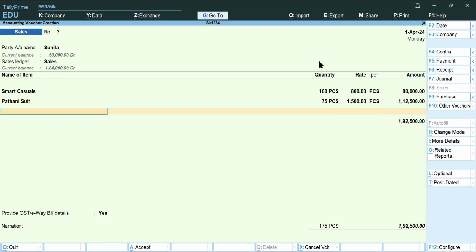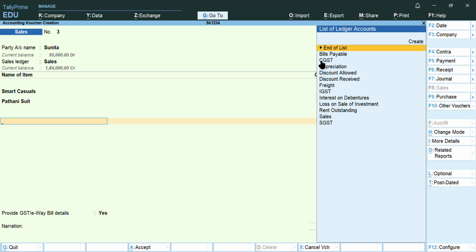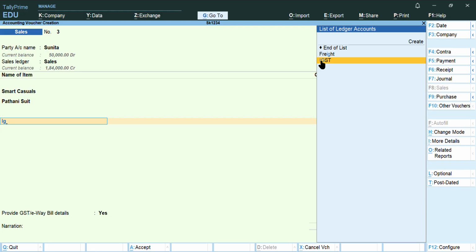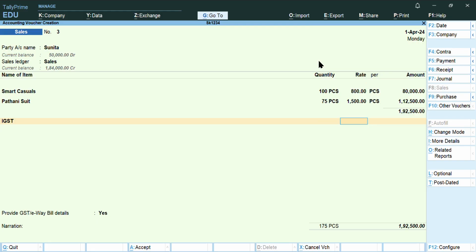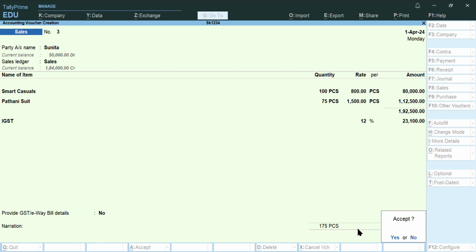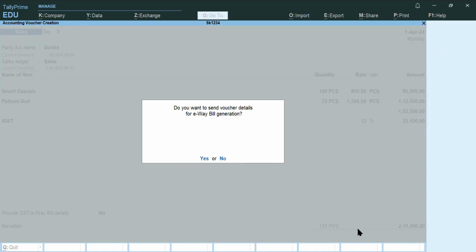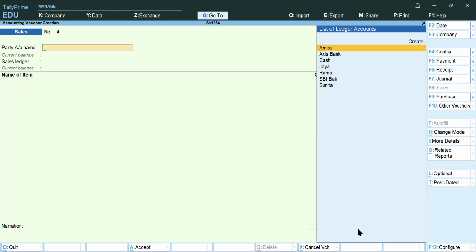Okay, now no other information, so we come to the end of the list. Now we'll be adding the tax IGST. IGST is 12%. So record this, entered. Now when we click on yes, it asks us a lot of information. So it's better to click on no. Now the entry is accepted as it is. We save this. Okay. All right.